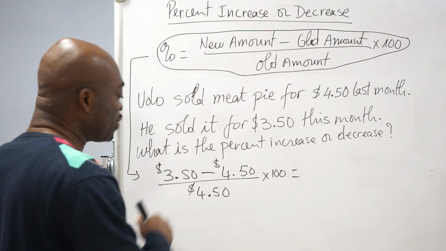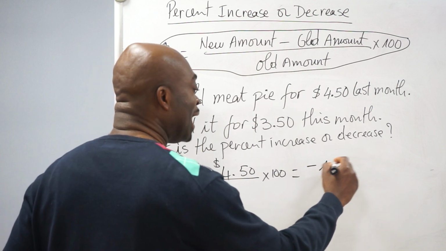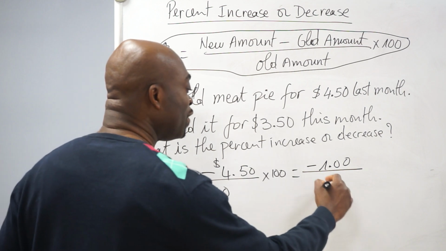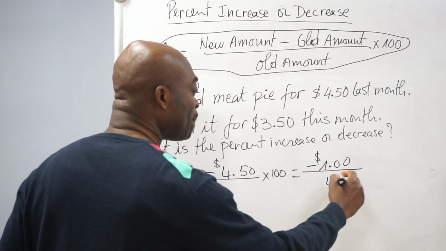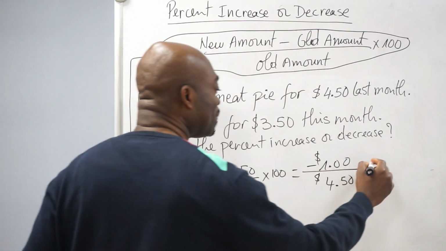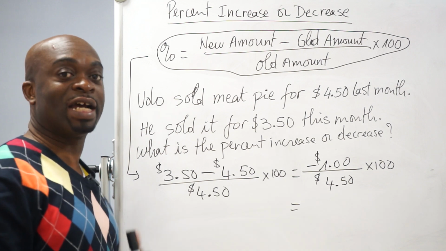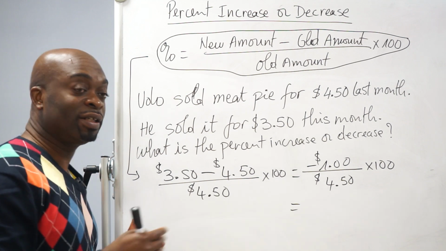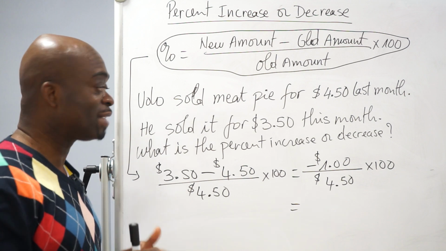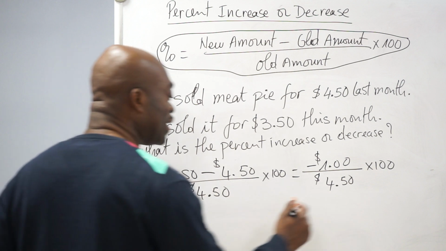So what's happening? This is $3.50 minus $4.50, which is what? Which is negative $1, then divided by $4.50. Okay? So don't forget to multiply by 100. And then what would that give us? When you divide that, you can use your calculator. It depends on the equipment that you have on you for the test. If it's not a test, you can do this on scrap paper very quickly, okay? So that would give us what?